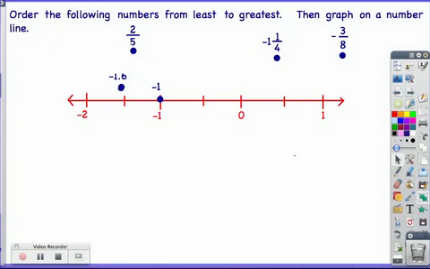Compare the following numbers with less than, greater than, or equal to. Again, pause until you have your answers written, and then you may resume. Is this what you got?